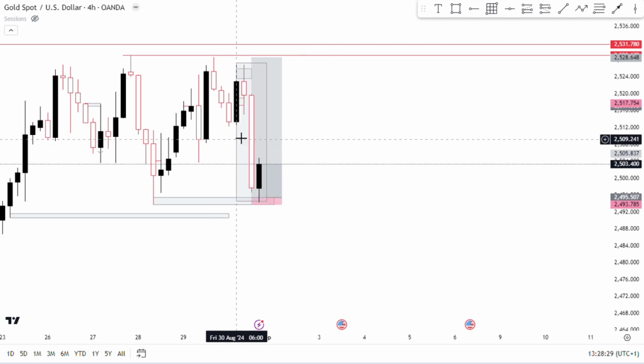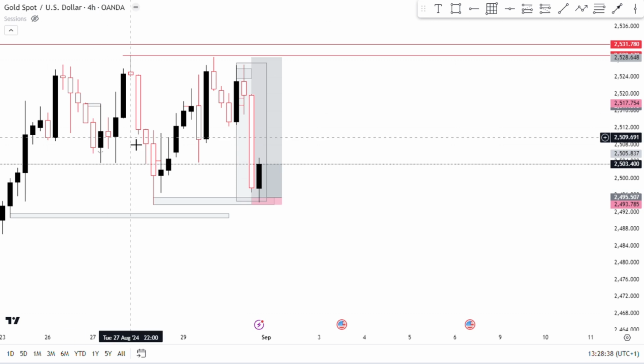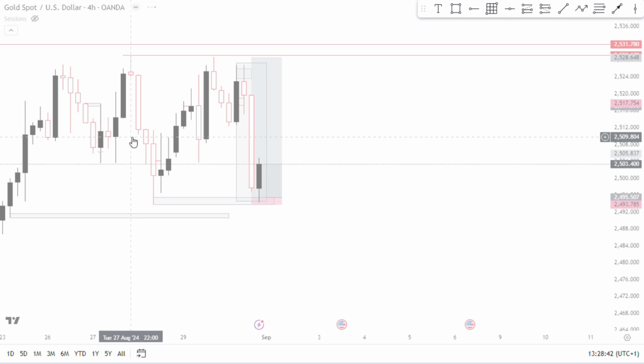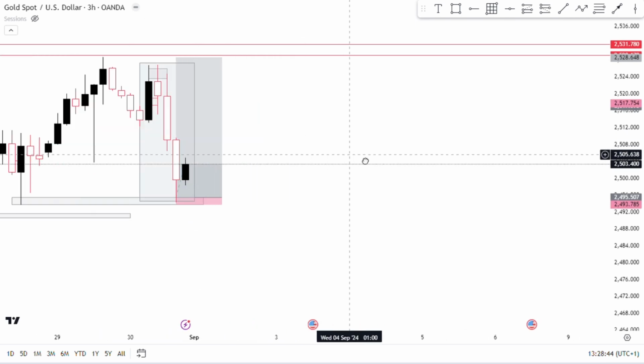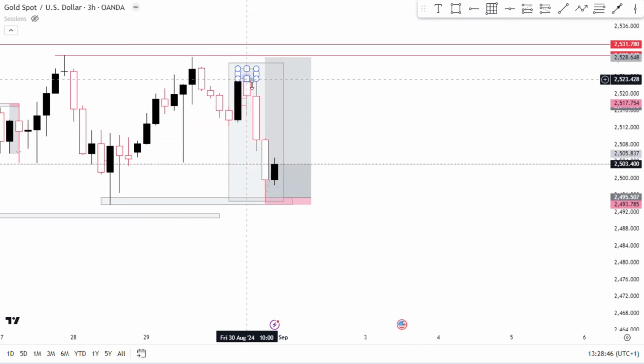So what I'm going to do is go down to a lower time frame, to find a place where we have an opposite candle in between. That will be my first time frame. So from this 4-hour time frame, let's move down to the 3-hour time frame. On the 3-hour time frame right now, it's still the same thing. Can you see? It's still the same thing.